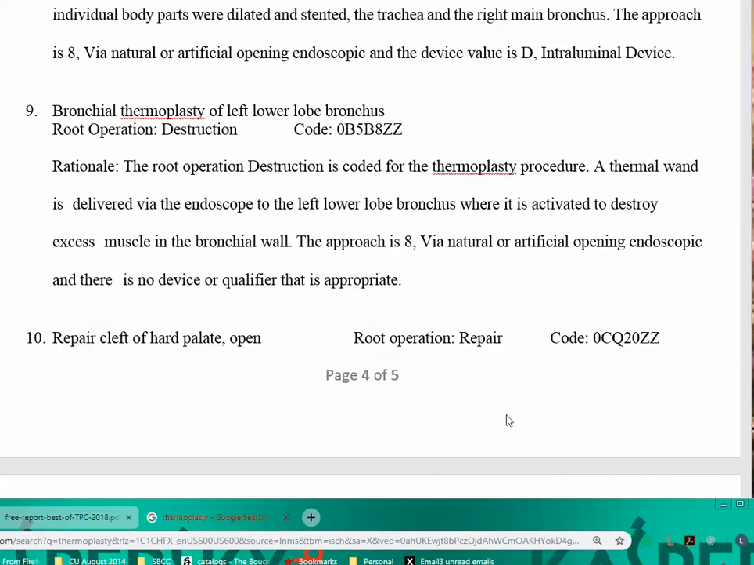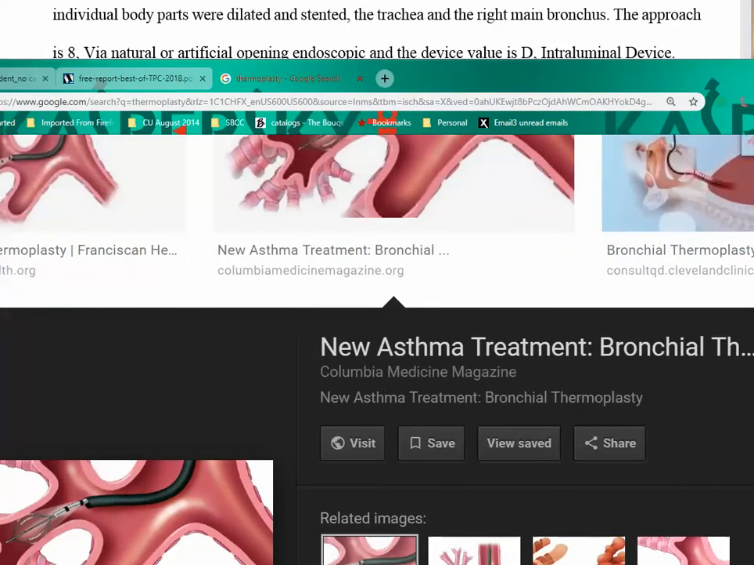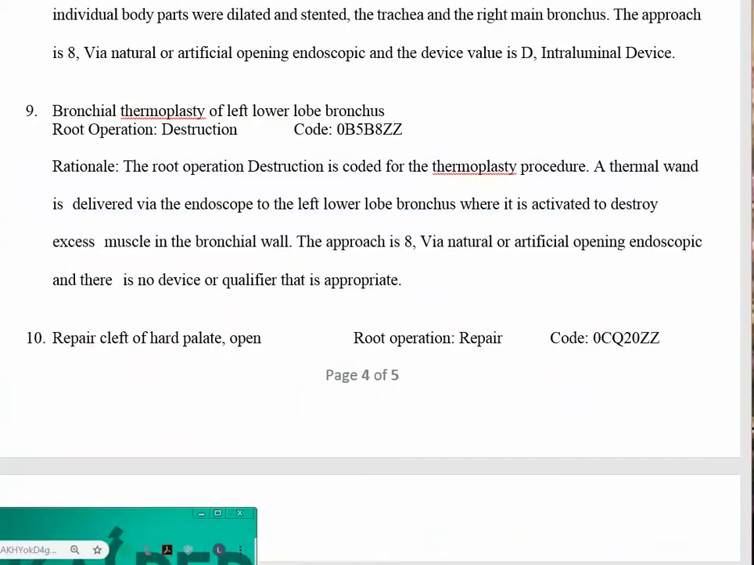In the key, it gives you some more information. It talks about a thermal wand, which is this element here. And a thermal wand is going to be using heat. So again, this is not a cutting. They're putting heat down this patient's bronchial area to destroy some of the excess muscle or excess tissue that has grown there or has always been there because the patient has asthma.